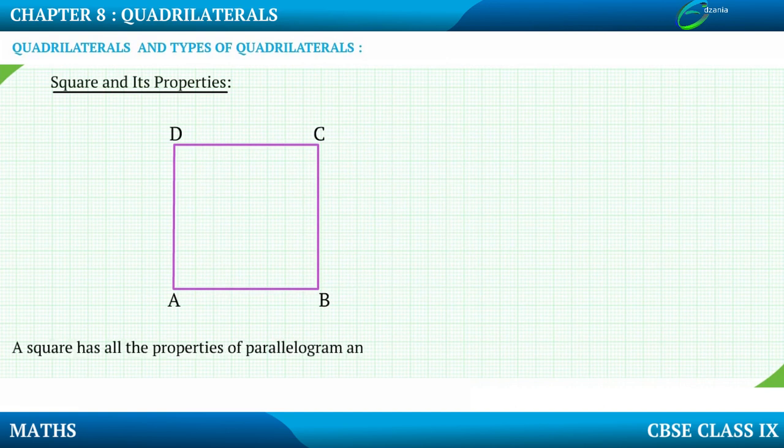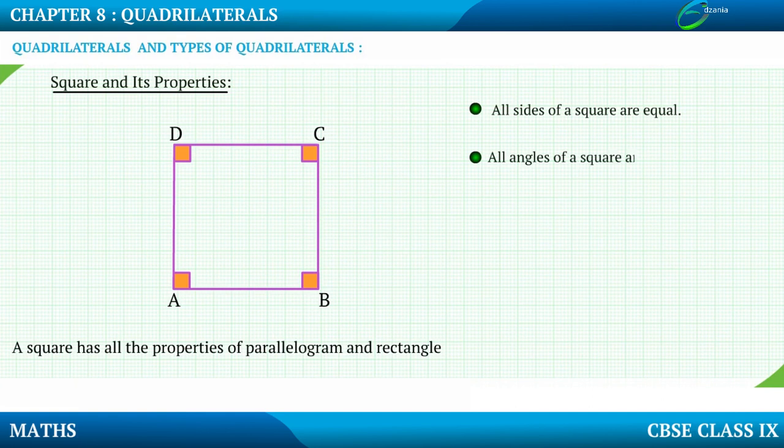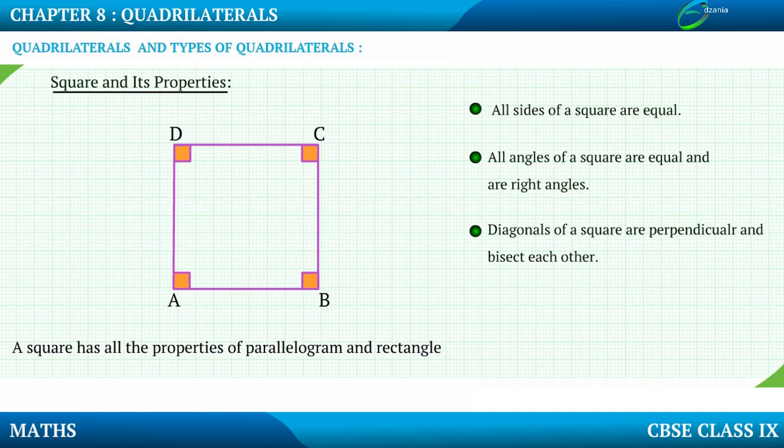A square is a special type of a rectangle. All sides of a square are equal. All angles of a square are equal and are right angles. Diagonals of a square are perpendicular and bisect each other. Diagonals of a square are equal in length. The diagonals are equal and bisect each other. Each interior angle is equal to 90 degrees.